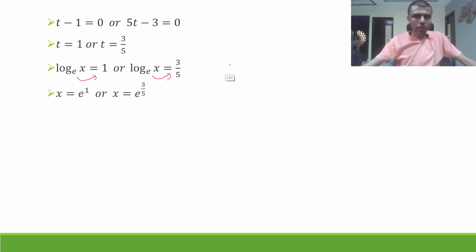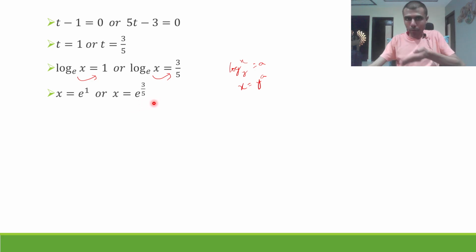You know, right? Whenever log x to the base y is something like a, then x is nothing but y power a. Like this it will go. So like that, x is e power 1 or x is e power 3 by 5. So x has two values, e power 1 and e power 3 by 5.